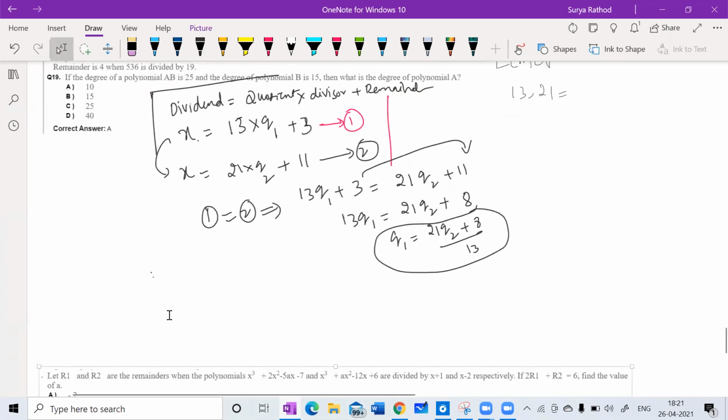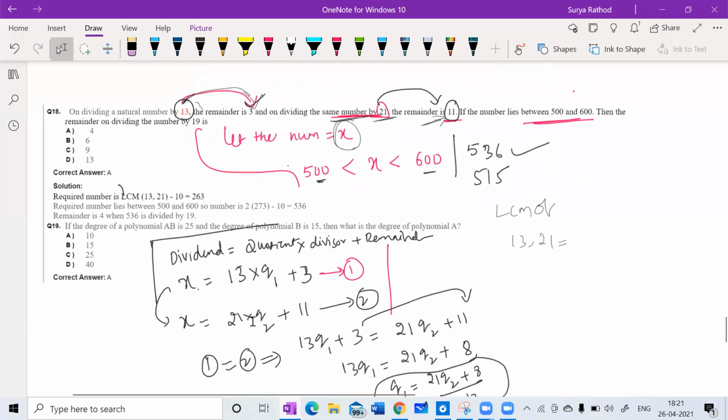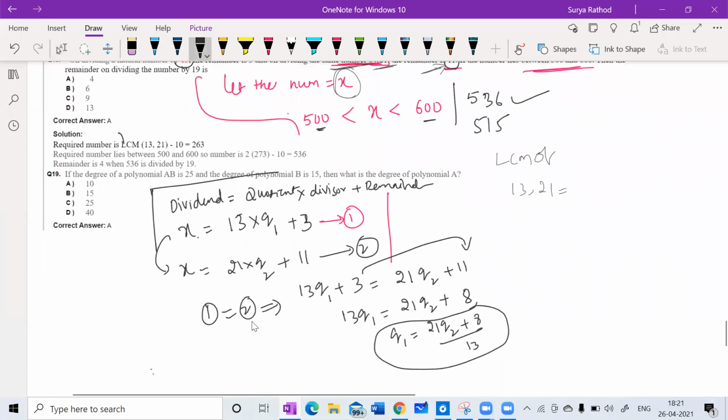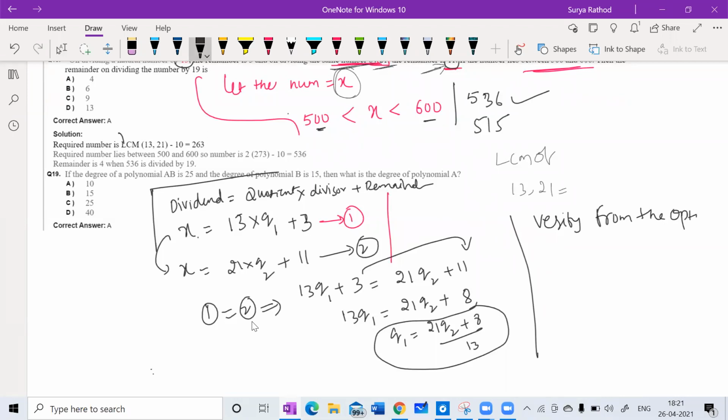So how can I find further? Tell me, what can I do further? Sir, we can replace the value of q1 in equation 1. What will I get then? If you replace over there, what will you get? 13 into (21 q2 plus 8) by 13, plus 3. See here, now for that, we'll verify from the options.